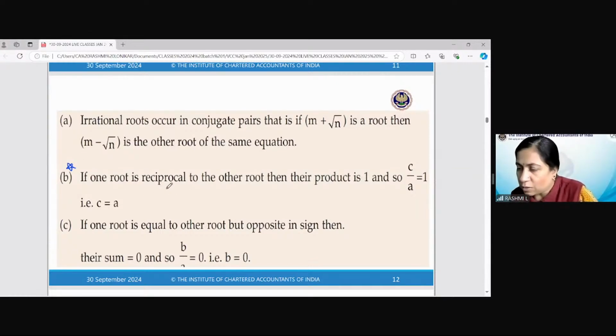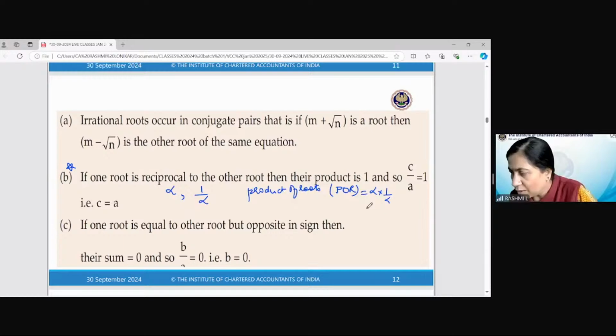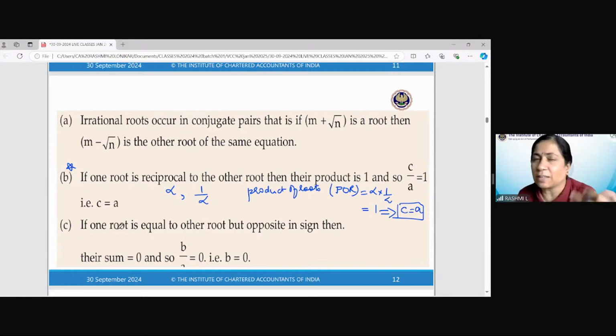So suppose one root is alpha, and then we say the other root will be 1 upon alpha, because one root is reciprocal of the other. Then the product of roots, उसको क्या लिखेंगे? अल्फा इंटू 1 अपॉन अल्फा विच इज इक्वल टू 1. What does it imply? It implies c is equal to a. Okay. तो ये वाली जो चीजें हैं ना आपको याद करनी पड़ेंगी, आप जितने प्रॉब्लम सॉल्व करेंगे आपको बहुत आसानी हो जाएगी.